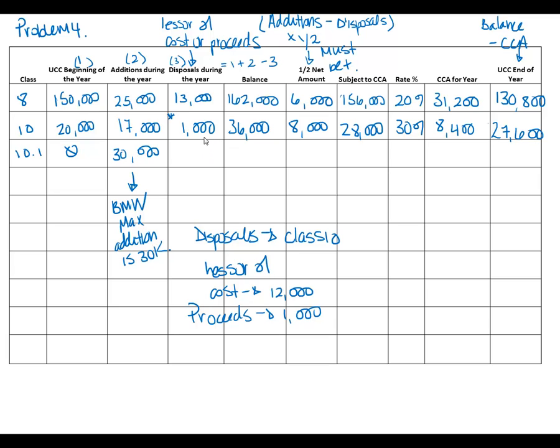Now my last asset, which is the class 10.1 vehicle. Oh, my disposals, I actually don't have a disposal, so that should be 0. My balance is going to be 30,000, and my half net amount is going to be 15. So 30 less 0 times a half. Subject to CCA is 15,000 times 30%, which is the rate for class 10.1. I get 4,500 for CCA. Take my balance less my CCA, I get 25,500.